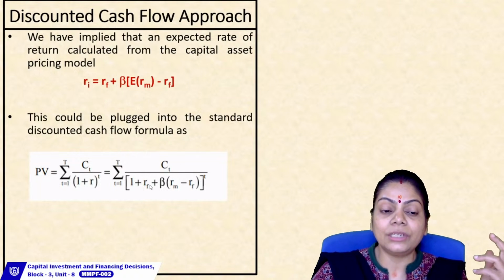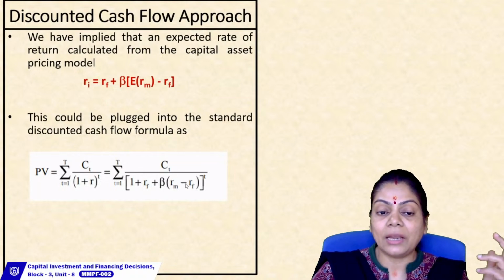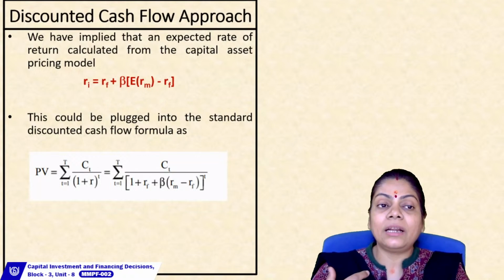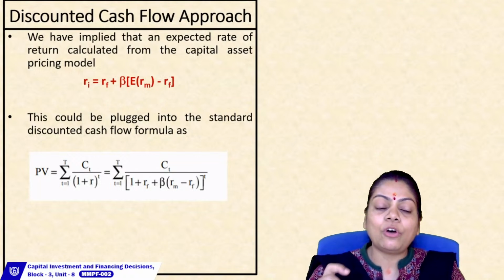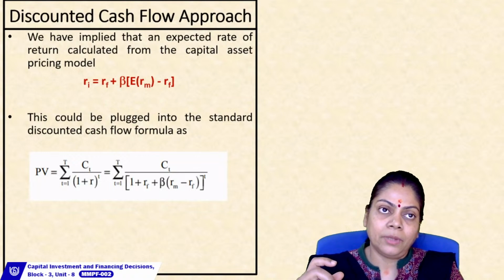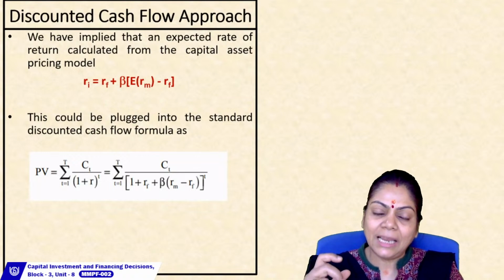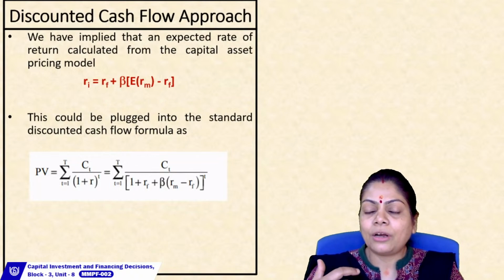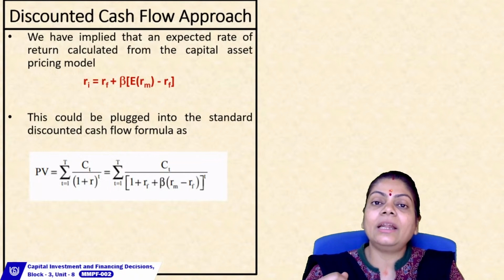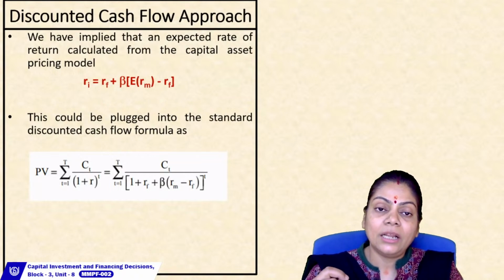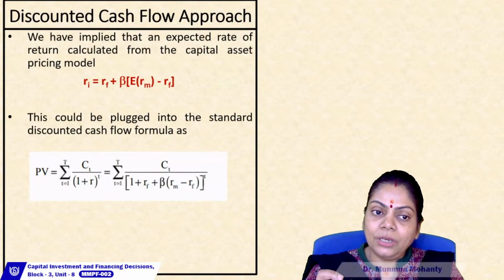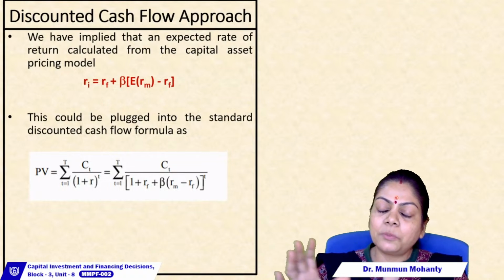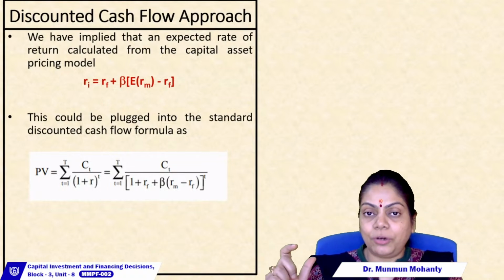I'm plugging it in here, that is 1 plus RF plus beta into RM minus RF to the power T. Now, if you think that my problem is solved, that I have incorporated the CAPM into the calculation of the project beta, then we are committing some kind of error, because the inherent assumption that I have made is that the beta of the company is not changing over a period of time. Okay, the beta is stable over a period of time, and the risk profile of a company is not changing over a period of time.